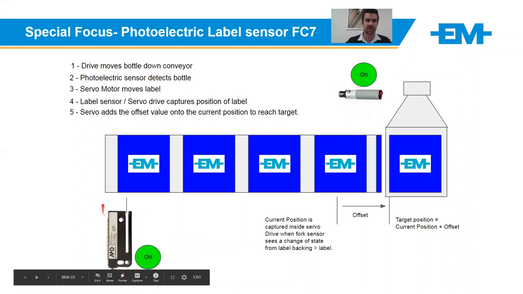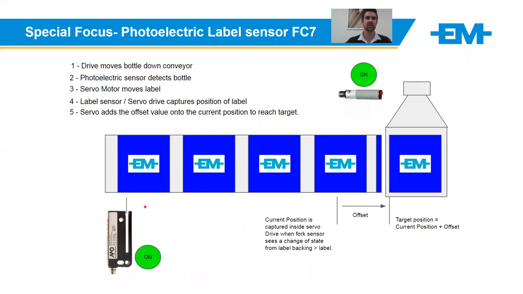And obviously by using this type of system, the PLC or the servo drive can correct each and every single movement by the detection of that label width. So even if there's a slight misalignment of the label on the reel, the fork sensor and the servo drive will continuously compensate for any error that might be in the system.